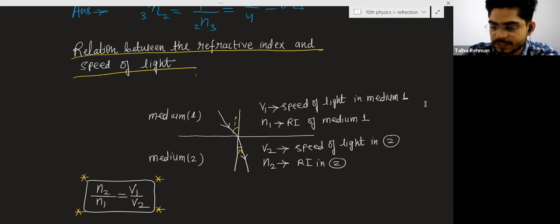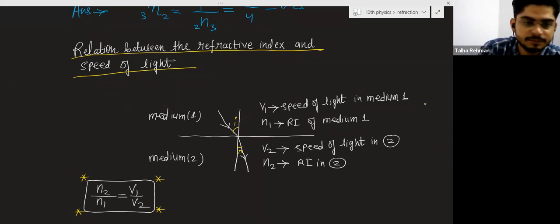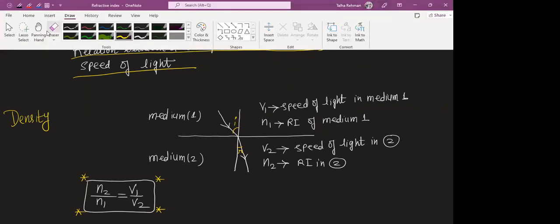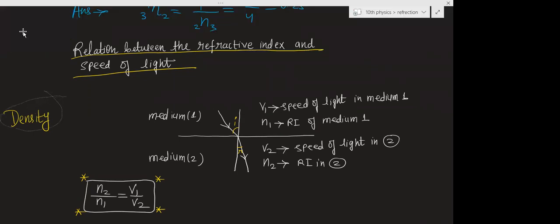Azaan, do you know what is density? Density. No, sir. No problem. Done, sir.